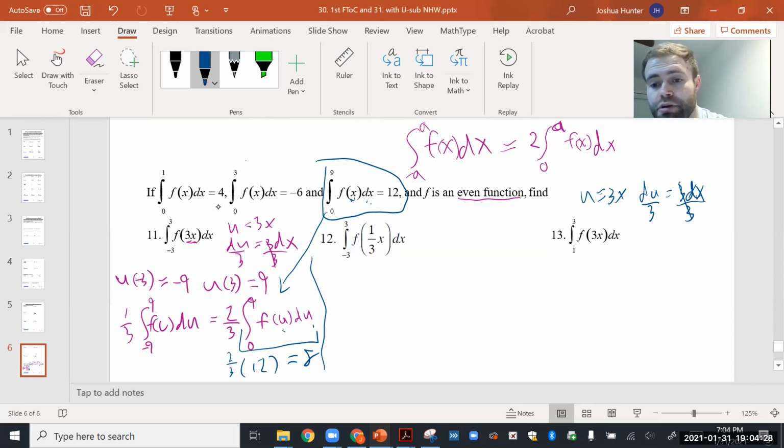We need to get our new upper and lower limits. So u of 1 is 3, and u of 3 is 9. So that will then become 1/3 the integral from 3 to 9 of f of u du.